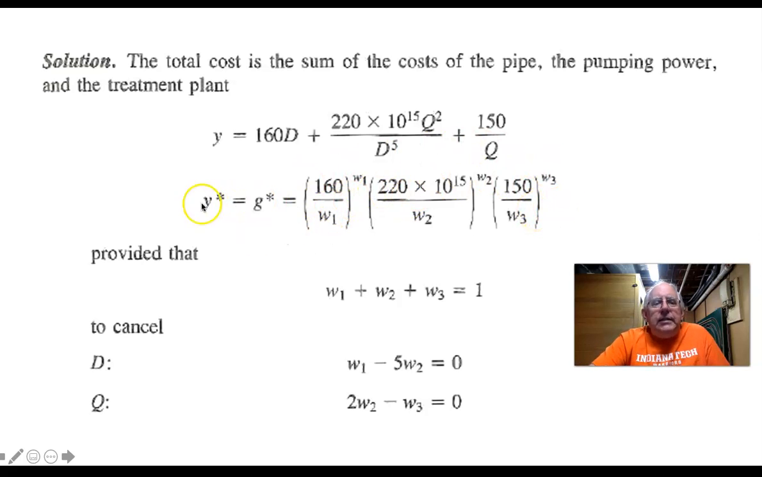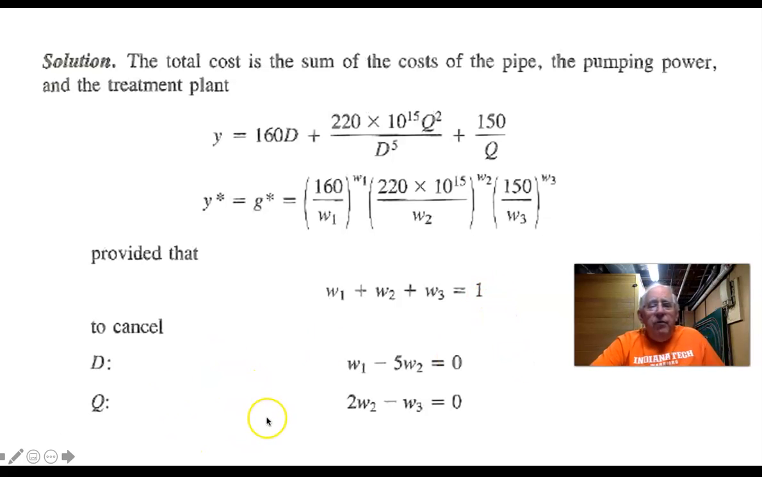Now, this particular equation is subject to two conditions. The first condition is that W1 plus W2 plus W3 has to be equal to 1.